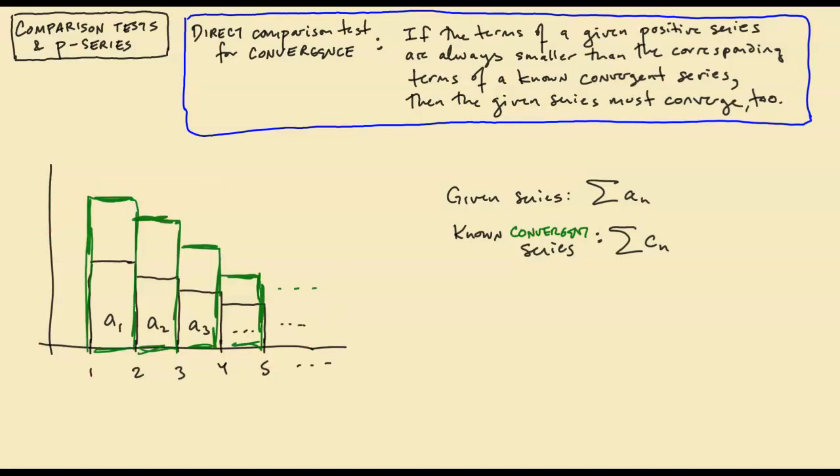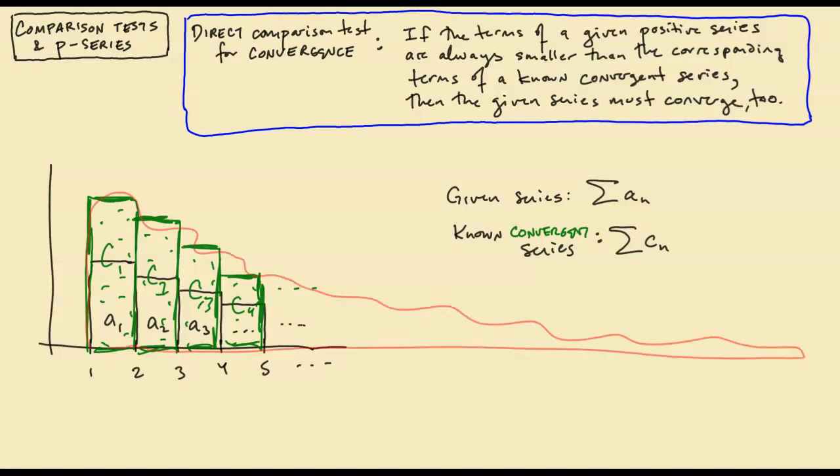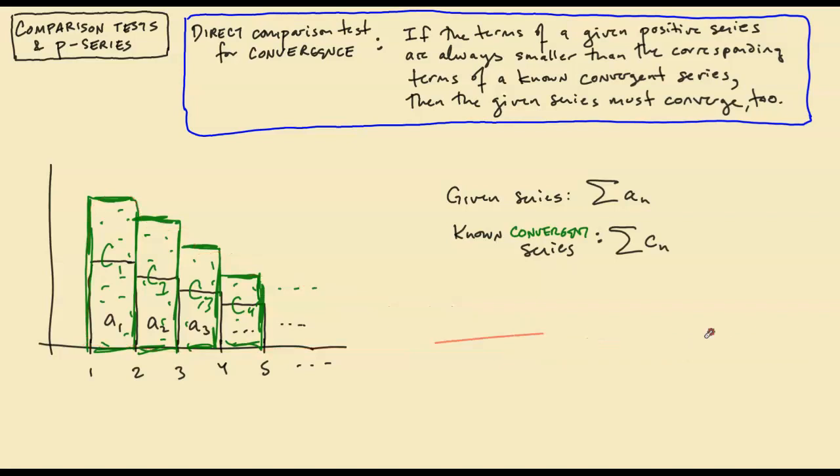The area of the first green rectangle would be C1. That includes the whole rectangle, not just the top part. The next one would be C2 and C3 and so on and so forth. And what do we know? We know that the green series, the convergent series, converges. So the area of that infinite staircase there is definitely finite. That's what it means for it to converge.